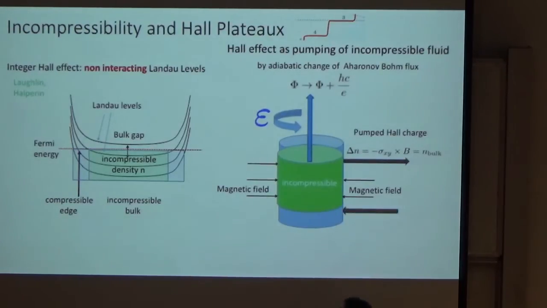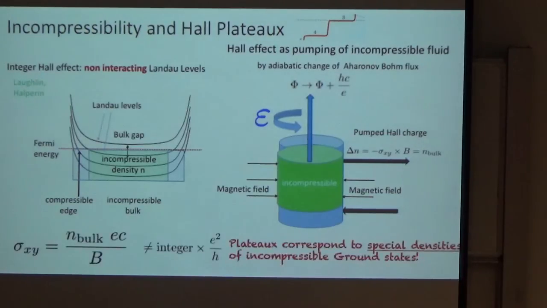Then you get pumped charge. Now, how much pumped charge is exactly given by the density here. The density here will tell you exactly how much pumped charge there is. It's the density of the bulk. It's not the density here at the edges, which is lower because you're losing states across the Fermi level, but it's the bulk density. So the bulk density is what determines the Hall coefficient. And the Hall conductance is now the bulk density, n e c over B.